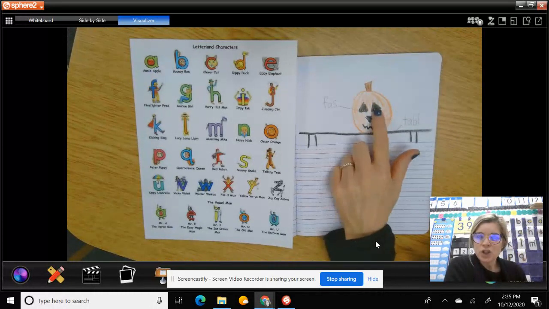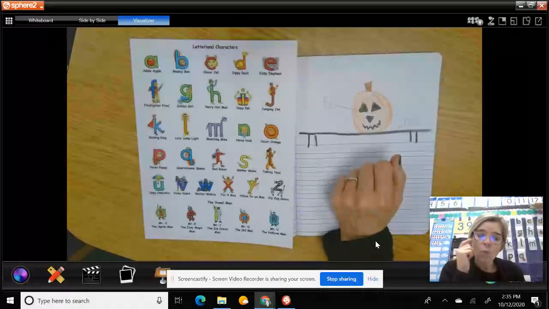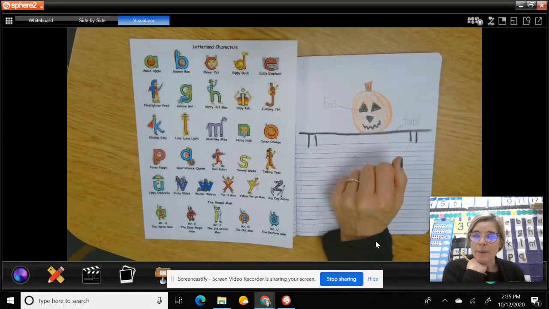If you would like to draw a picture today, I want you to think of a picture that you could draw that you were thinking about when you listened to the poem about pumpkins.